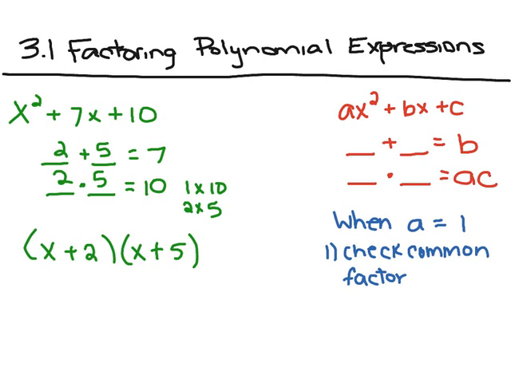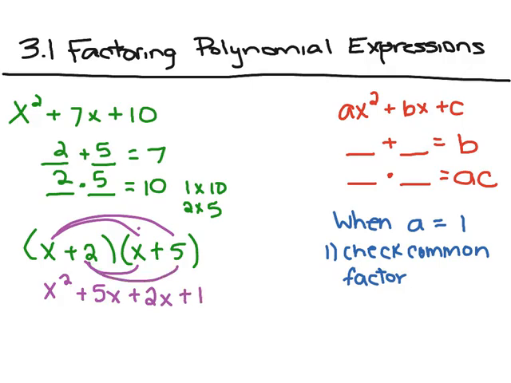Now if you wanted to check to see if this works, you would use FOIL and multiply it out. We go x times x, which is x squared, x times 5 is 5x, 2 times x is 2x, and 2 times 5 is 10. And when you add your middle terms, you get x squared plus 7x plus 10. So we know that this works.